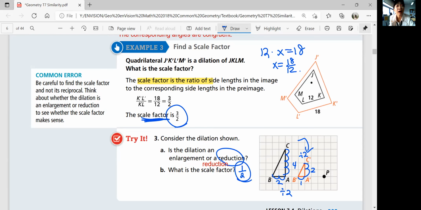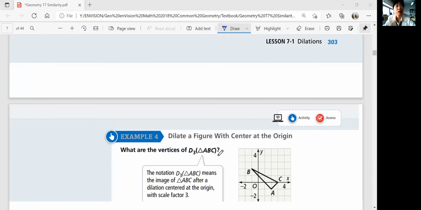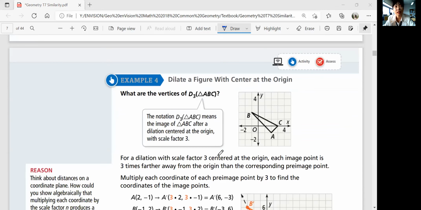1/2. That is 1/2. Okay, so always consider what your numbers are becoming. So 4 to 2, it's a reduction. So you're multiplying a scale factor that's less than 1, greater than 0. Okay. Let's look at example 4 in the next page.